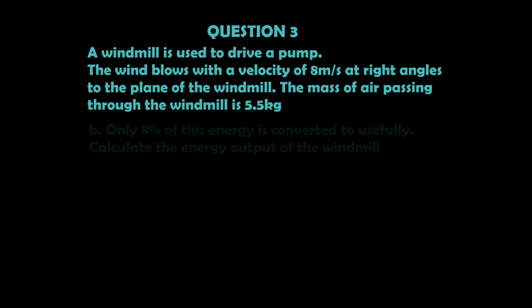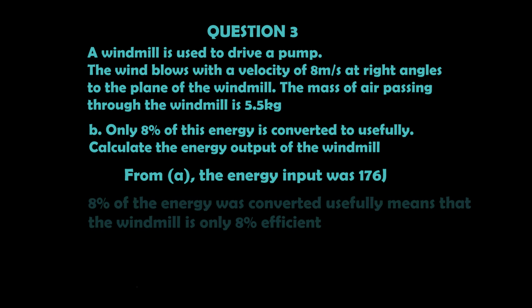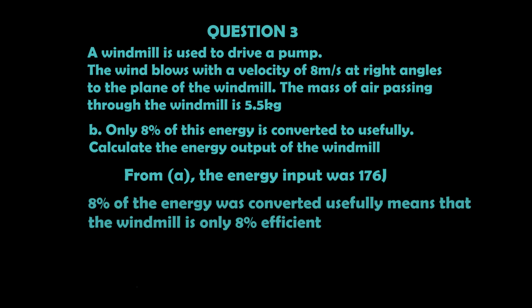B. Only 8% of this energy is converted usefully. Calculate the energy output of the windmill. From the first part of the question, we got energy to be 176 joules, and that was the energy input to the windmill. We are told that only 8% is converted usefully, so then the machine is 8% efficient.